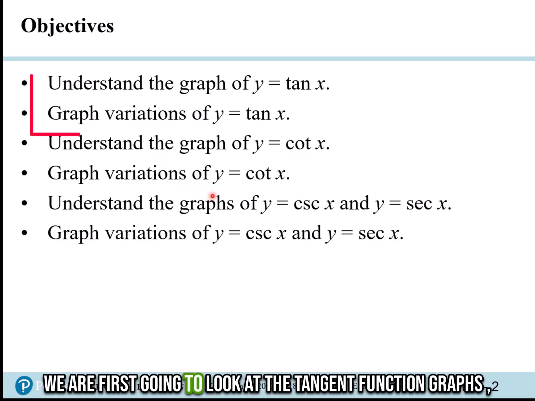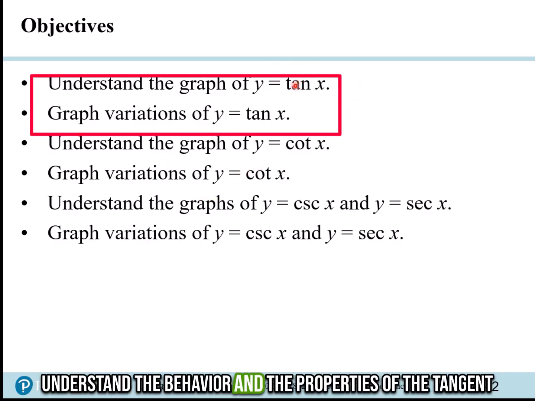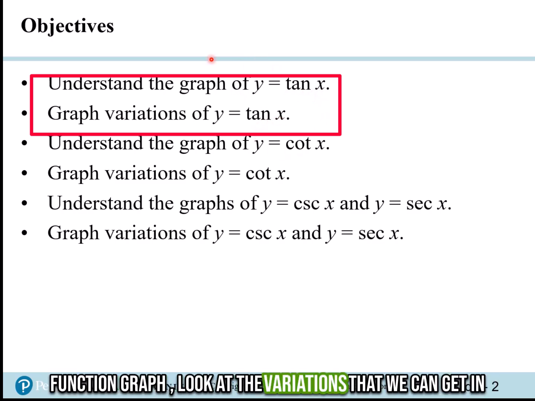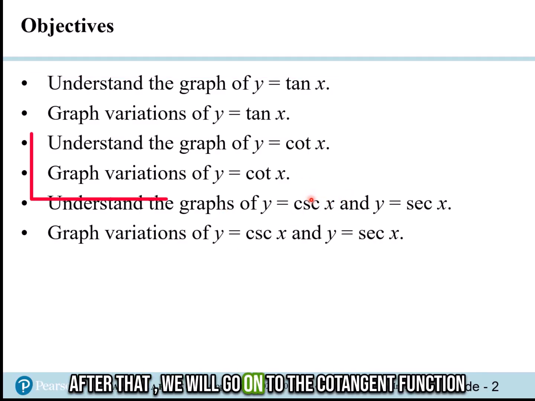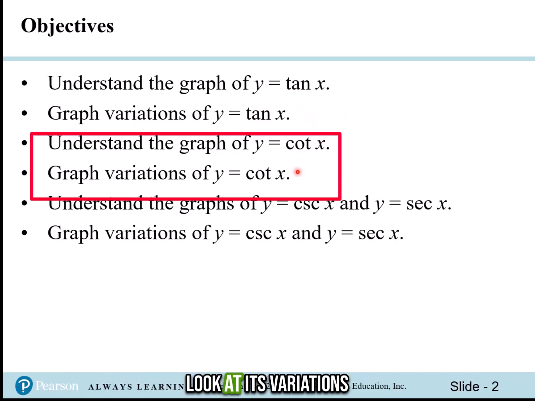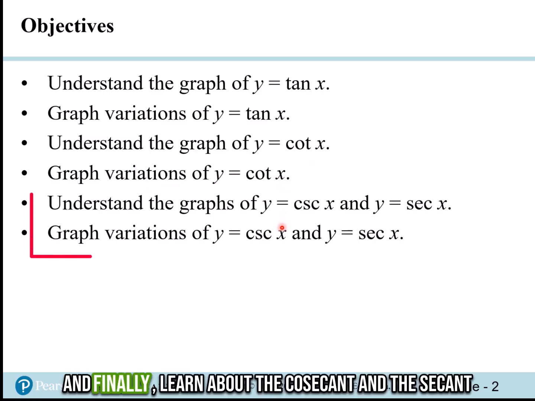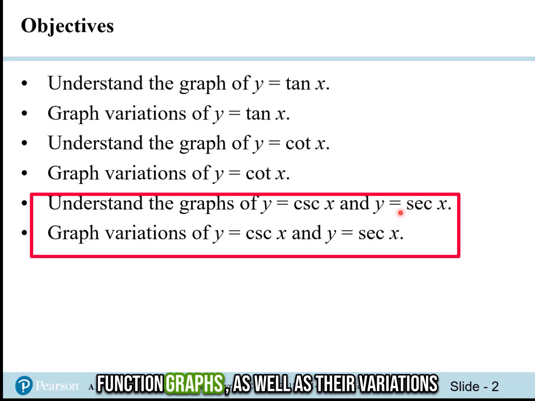We are first going to look at the tangent function graphs, understand the behavior and the properties of the tangent function graph, look at the variations that we can get in the tangent function graphs. After that, we will go on to the cotangent function graphs, which is the reciprocal of the tangent function, look at its variations, and finally learn about the cosecant and the secant function graphs as well as their variations.